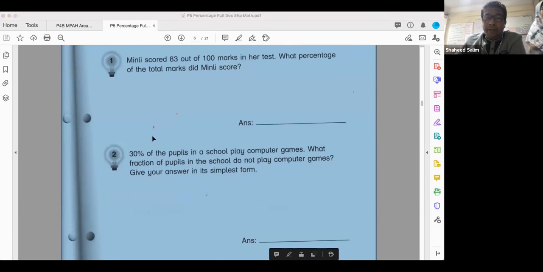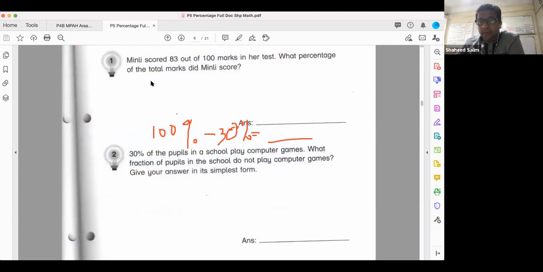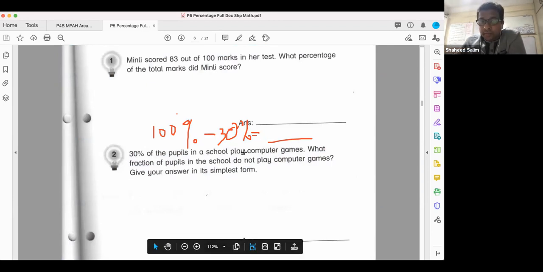Well, 100% is all the students. You minus 30% lah. So how many percent is that? 100 minus 30%. Come on, girl and boy. 100 minus 30, you will get the answer. What is the answer? Anyone? Naomi, Shakil, 30% play computer games. How many don't play computer games?